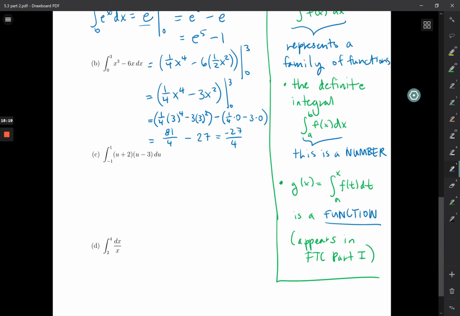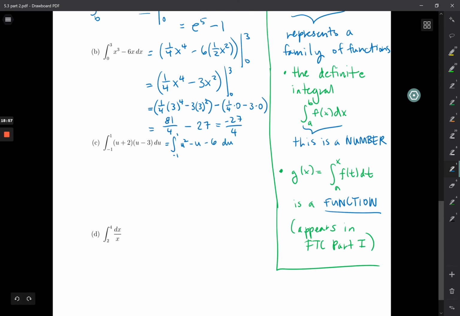so continuing on, we want to do the same thing in C, but first we should multiply out this thing so that we can find the antiderivative. So that's the best way of approaching this problem. So this is from -1 to 1. We would get u squared plus 2u minus 3u, so minus u minus 6 du, right? And then the next step would be to find an antiderivative.